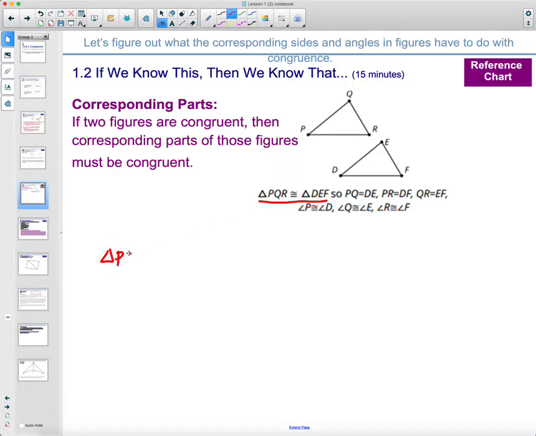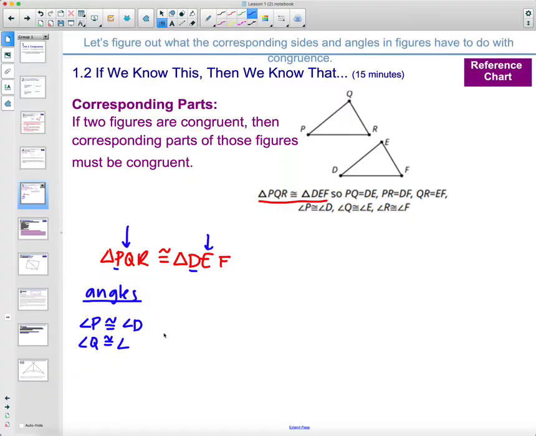So we have triangle PQR is congruent to triangle DEF. You will be able to get the angles and the sides that are corresponding from this. For the angles, it's these letters. Angle P is going to be congruent to angle D because they're both in the first position. Angle Q is going to be congruent to angle E because they're both in the second position. And then angle R is congruent to angle F because they're both in the third spot. So that congruence statement is going to tell you that.